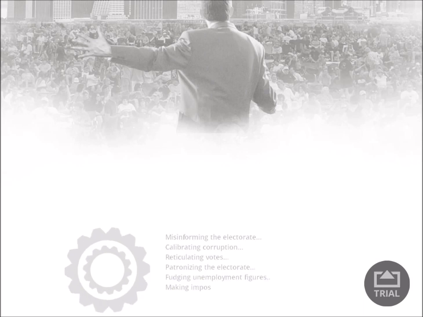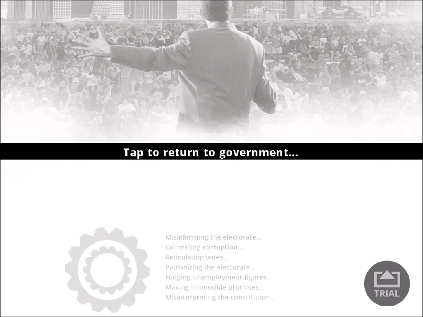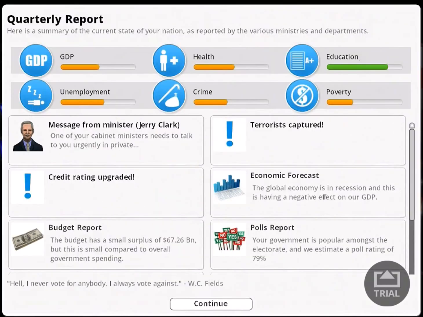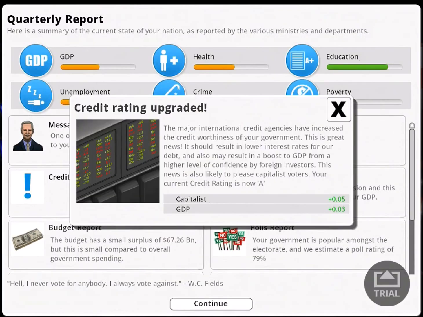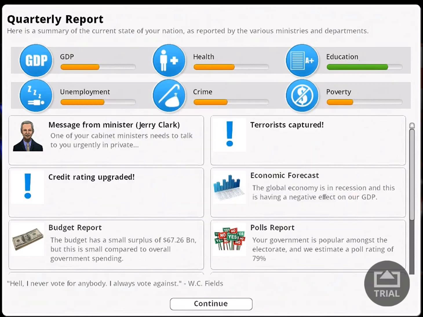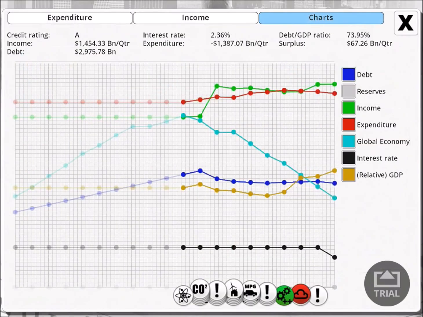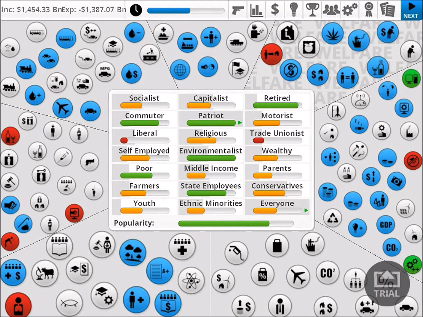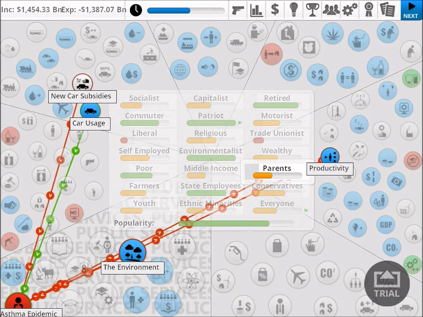Let's go on to the next term. Didn't do anything this quarter, but let's go on to our next quarter. Let's see how everything turns out. It's amazing. Terrorists captured. Credit rating upgraded. It's good. Our interest rates are going down. It's a great thing. Look at this. Look how much our GDP has increased while the global economy is tanking. We have a surplus. It's amazing.